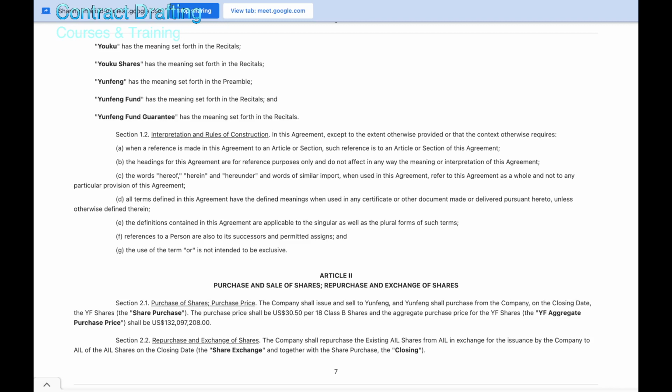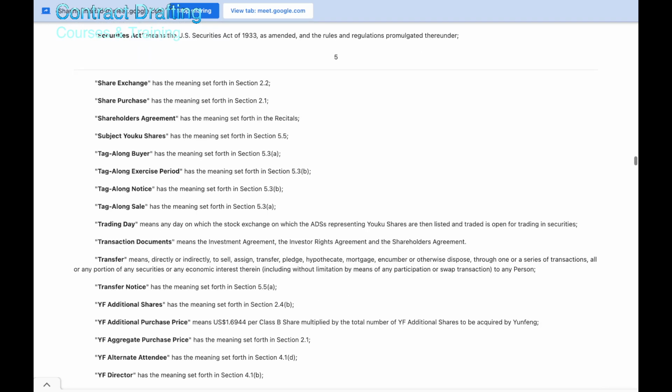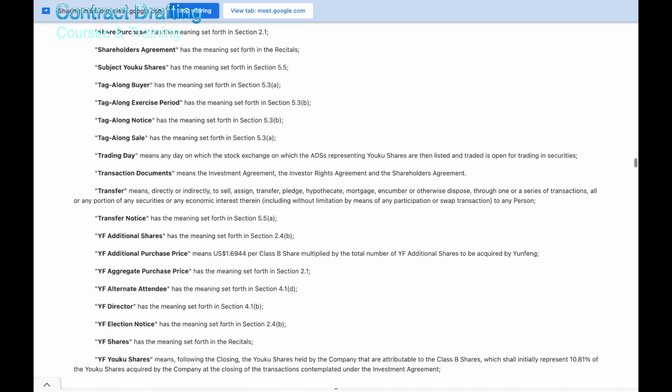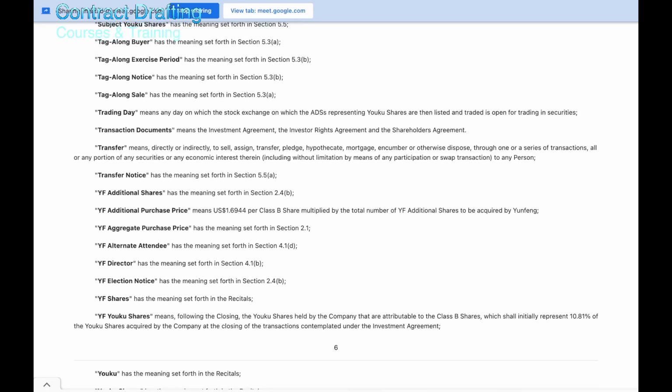The definitions contained in this agreement are applicable to singular as well as plural forms of such terms. References to persons are also to its successors and permitted assigns. Use of the term "or" is not intended to be exclusive. So even if a term has been used as this or that, then this and that is also the meaning, in addition to this or that. Now coming back to definitions. You see we already discussed YF shares. Let's see, YF shares has the meaning set forth in the recitals. In a similar way, there will be AIL shares.